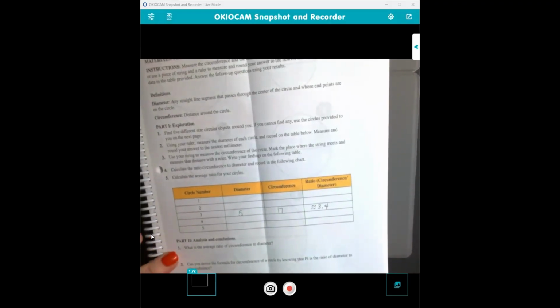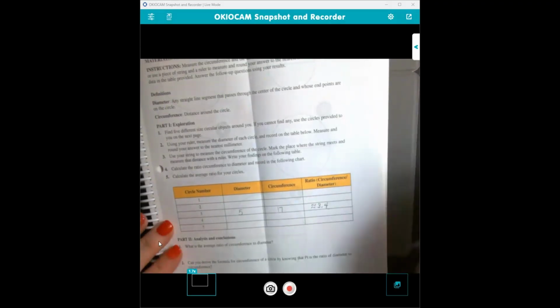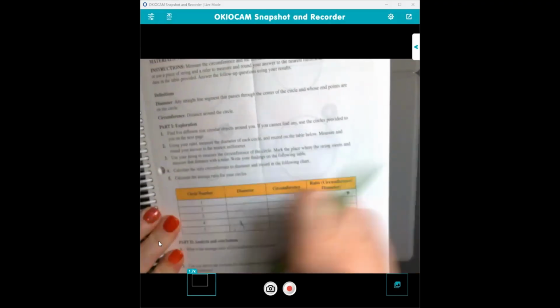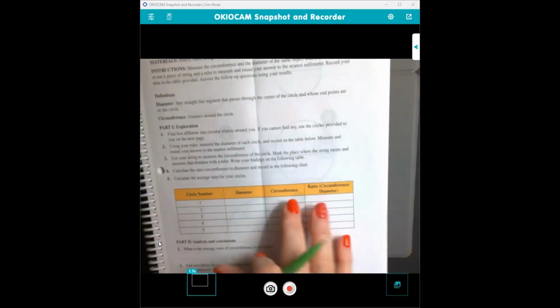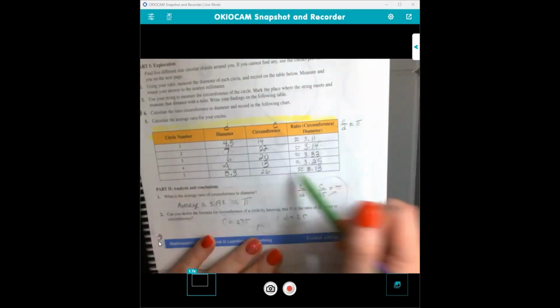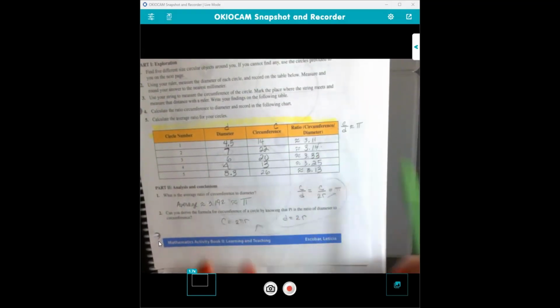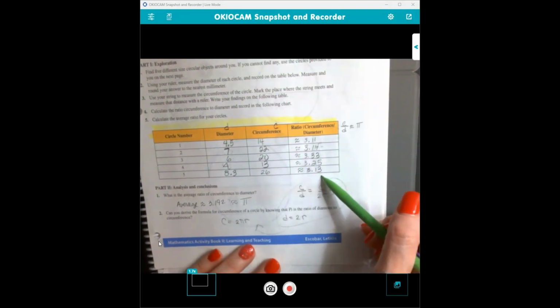Now, you're going to say, Ms. Escobar, that is not pi. No, it's not, okay? But it's very close to it. Remember I told you pi is an approximation? So this is what I got. I measured again and got a different measure, but this is what I got. Number 2 is pretty cool, it's exactly 3.14. Number 5, I got 3.13.